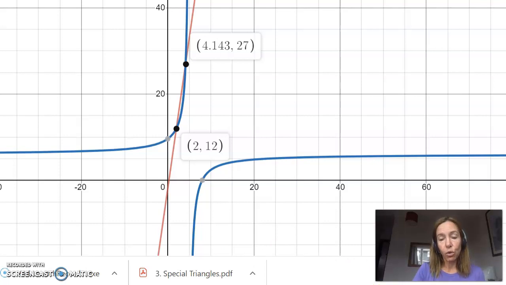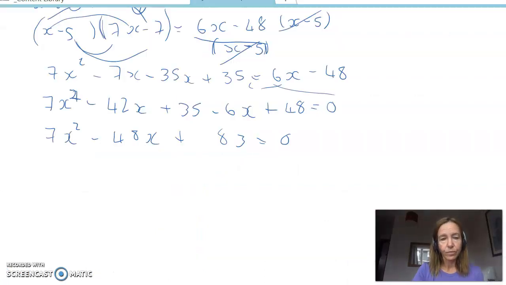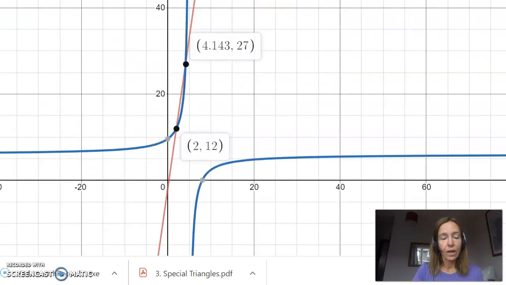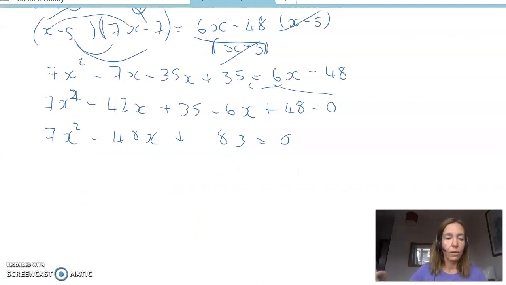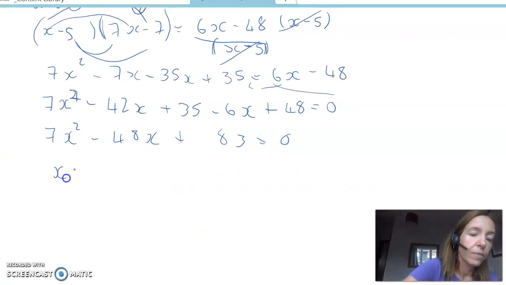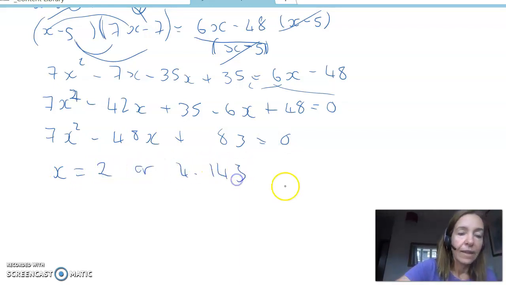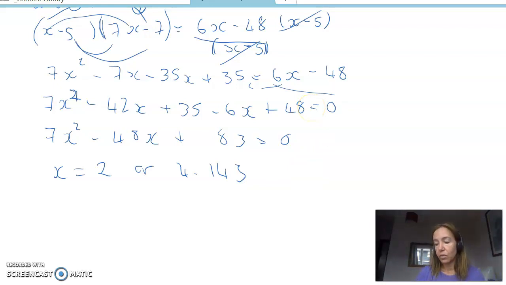And if you solve this equation, you should get the intercepts of 2 and 4.143. And substituting those back in will give you the other points. So there are two methods.